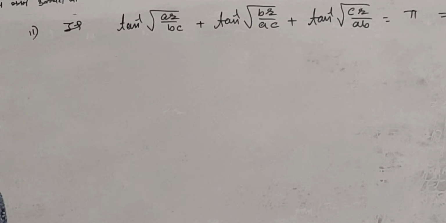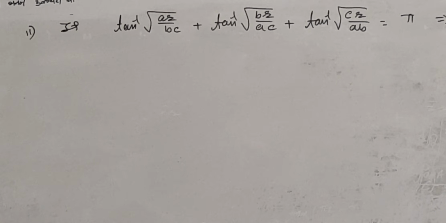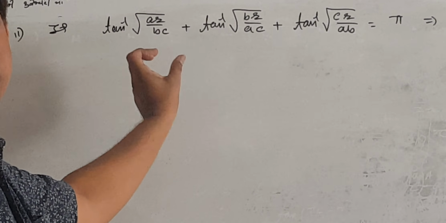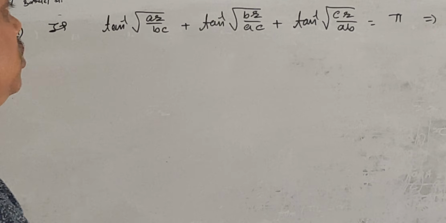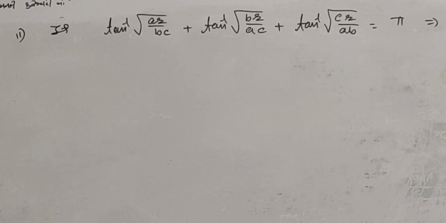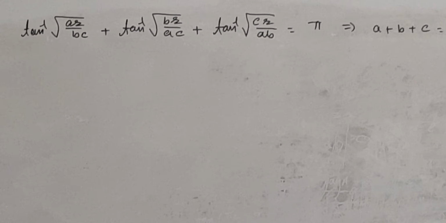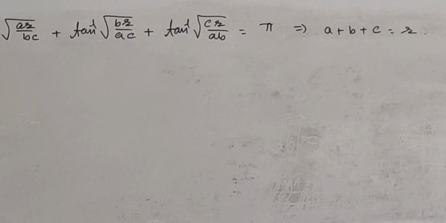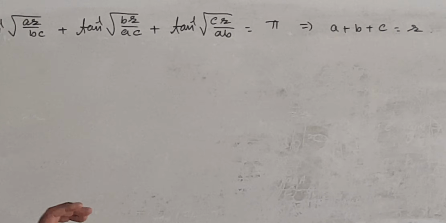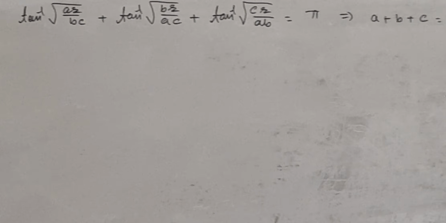So this is another similar sum. If tan inverse root AR upon BC plus tan inverse root BR upon AC plus tan inverse root CR upon AB is pi, then prove that A plus B plus C is pi. Here also we prove some result and we substitute the value.